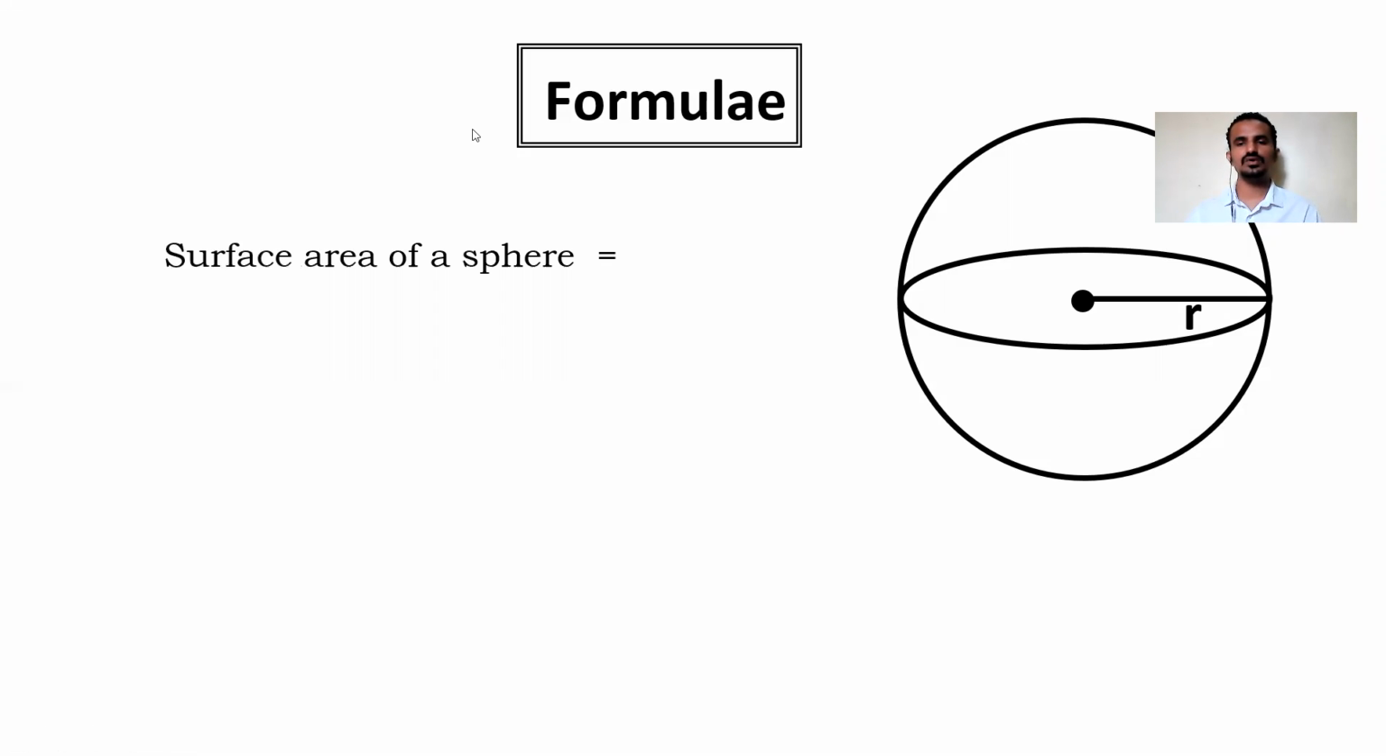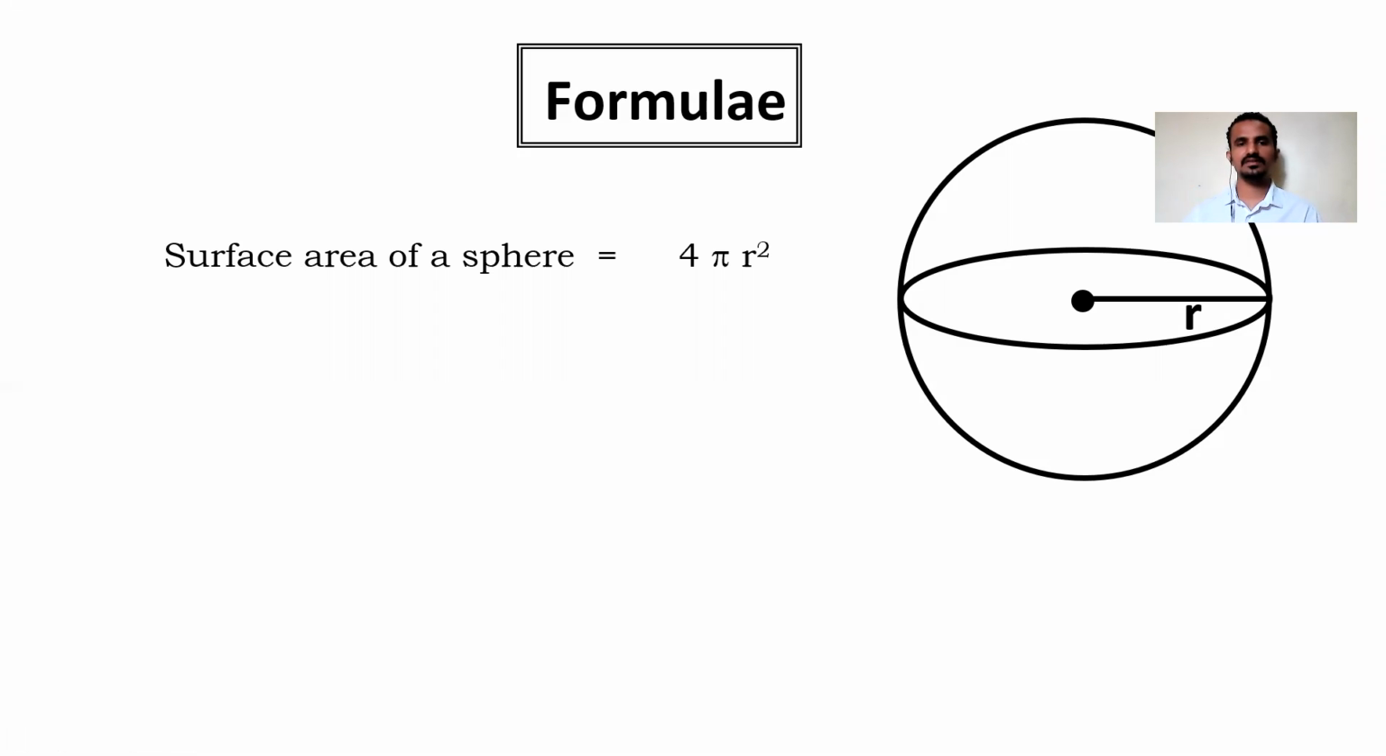So that's why we're not going to distinguish it as curved surface area and total surface area, because it has only one surface. We'll just call it surface area. The formula for surface area of the sphere is 4 pi r square. And unlike the other objects, it will have only one formula for area. There is no separate total surface area and curved surface area. It is only surface area.